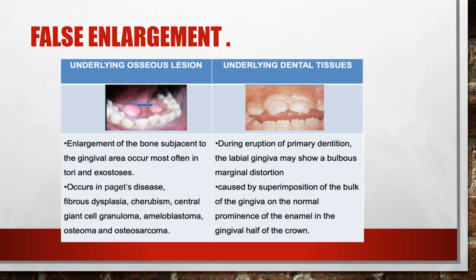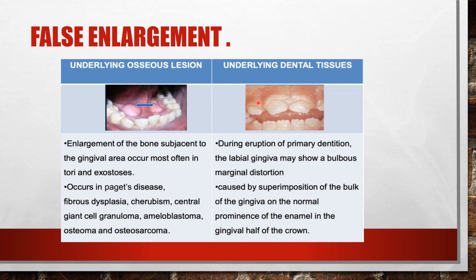Then coming to the false gingival enlargement, that is not a true gingival enlargement. Some factors cause abnormal clinical features which show a massive increase in the size of the area. It could be due to an underlying osseous lesion or underlying dental tissues. The first one, the osseous lesion, could be tori or exostosis. This can be seen in diseases like Paget's disease, fibrous dysplasia, cherubism, and central giant cell granuloma. In all these you can see tori or exostosis which appears as gingival enlargement.